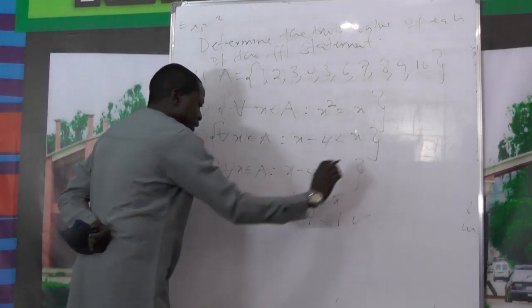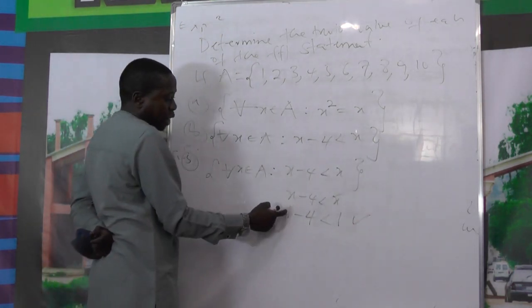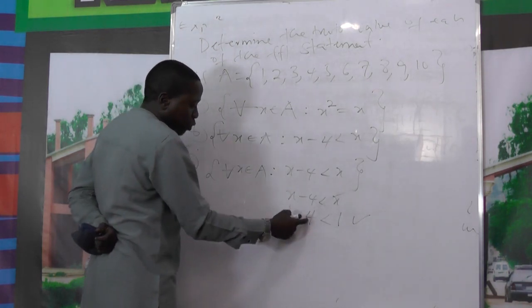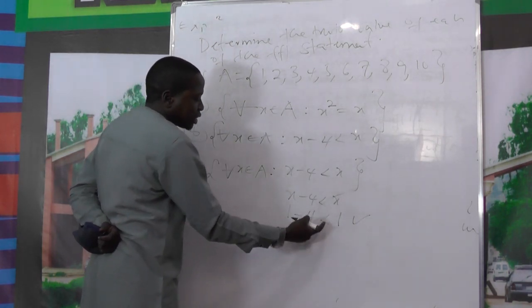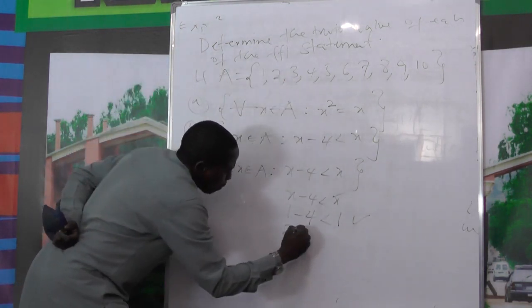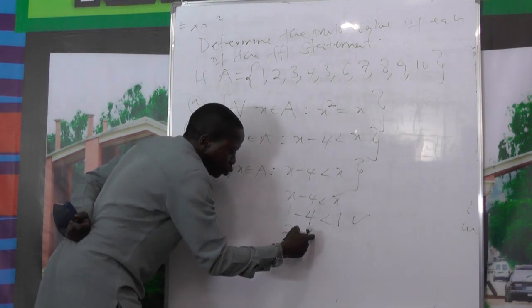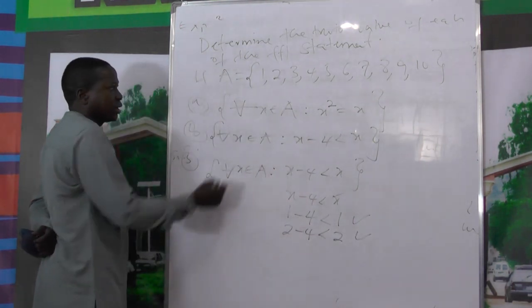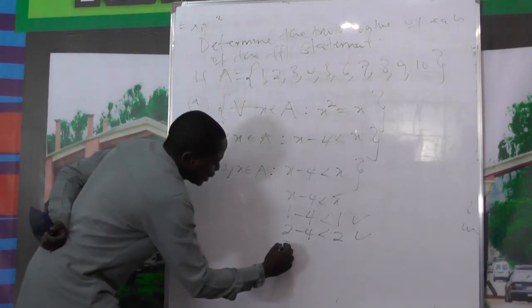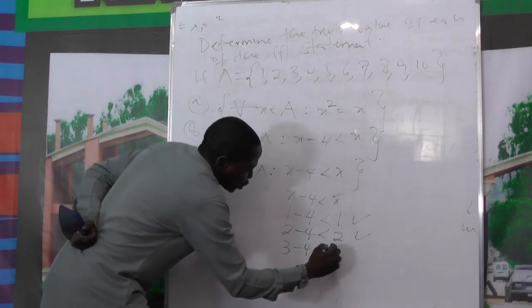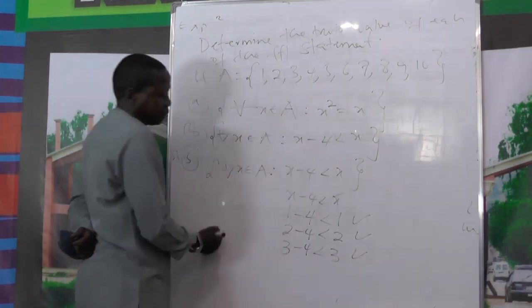This arrow means yes, because if you say 1 is my x, I am taking my x to be 1 now. 1 minus 4 is minus 3. Minus 3 is less than 1, yes. The other one, 2. 2 minus 4 is minus 2. Minus 2 is also less than 2, yes. Check number 3. 3 minus 4 is minus 1. Minus 1 is also less than 3, yes.